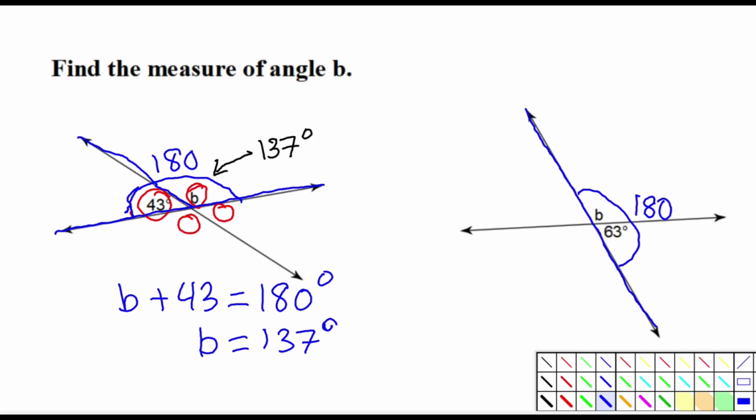So what do we know about these ones? We know that B plus 63 has to equal 180 because they are supplementary, so then B must be. In this problem, what is that going to be? Mental math again, 117, I believe. Hopefully my mental math is still good.